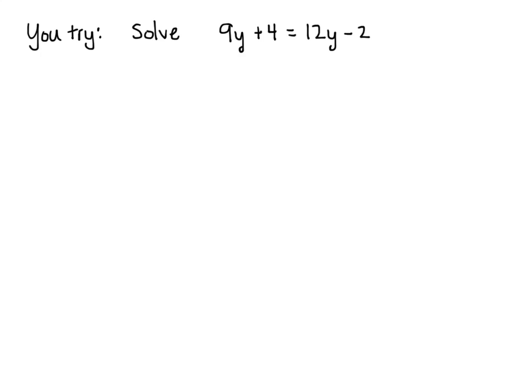So I subtracted 9y from both sides, and then added 2 to both sides. All in one go here, just for the sake of time. 6 is 3y. Then you divide by 3. 2 equals y. Great. Okay.